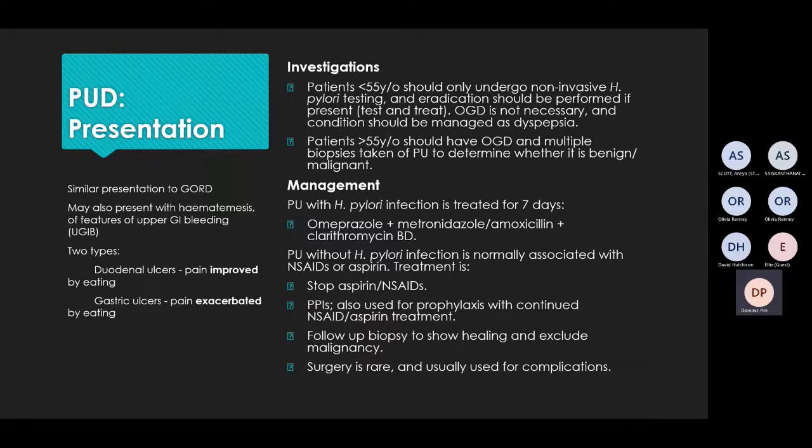Sometimes you get peptic ulcer disease without H. pylori infection. Essentially, the treatment is to stop the NSAID or the aspirin, which might be causing it. Giving drugs that neutralize the stomach acid or relatively neutralize it, such as PPIs, is also very helpful. And then sometimes a follow-up biopsy to show healing and exclude malignancy.